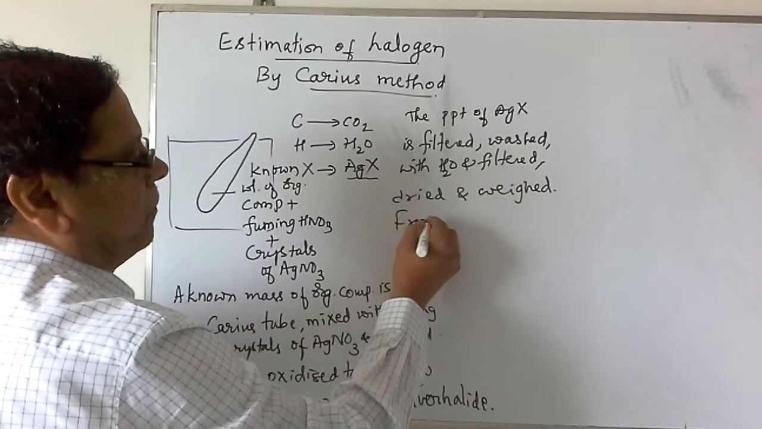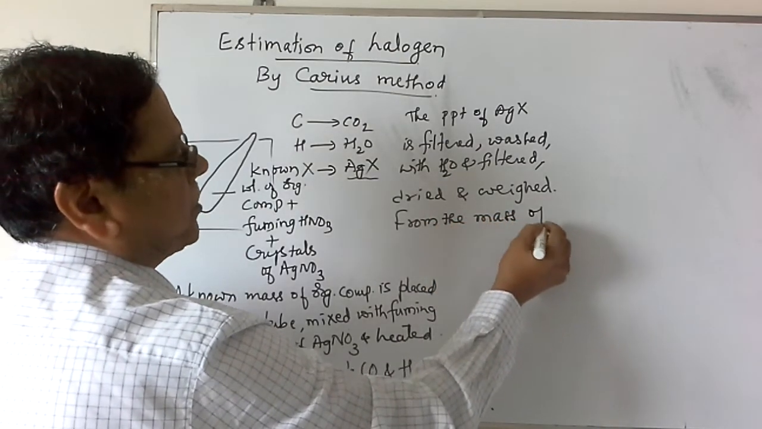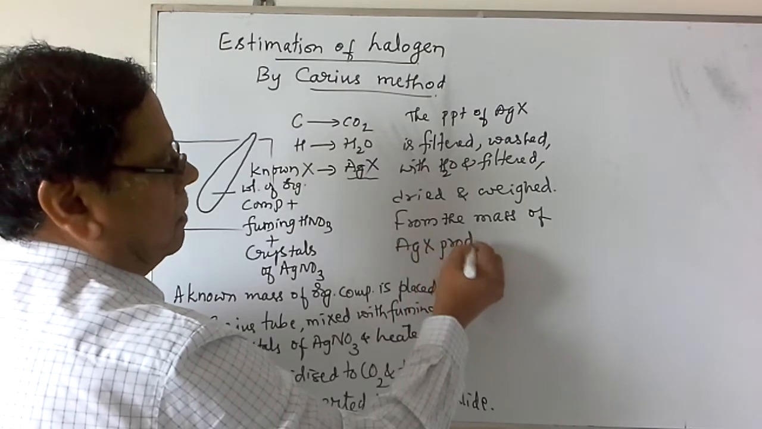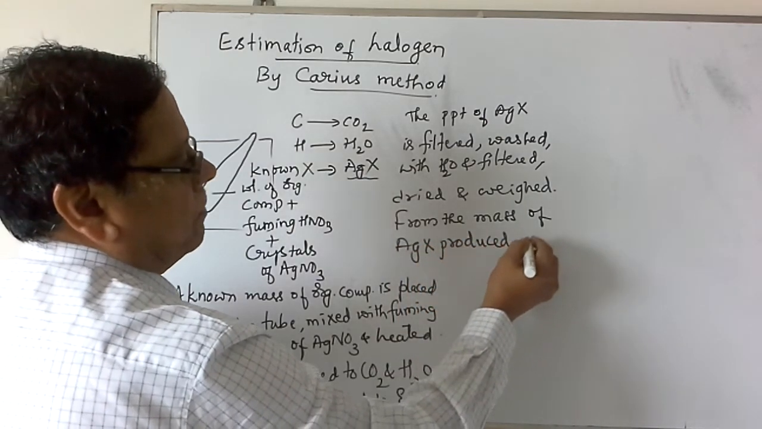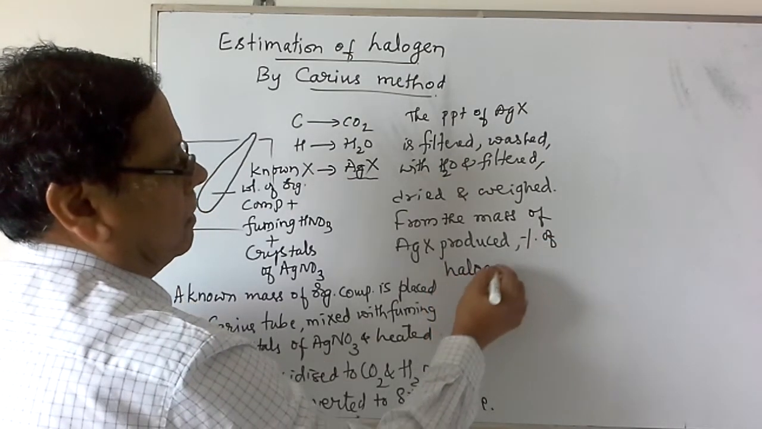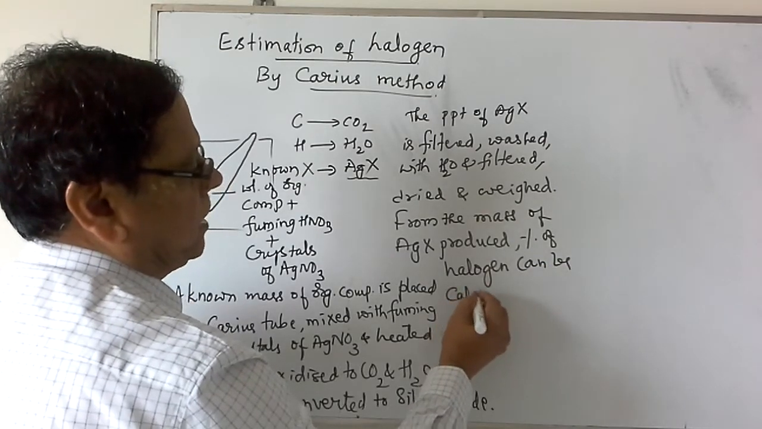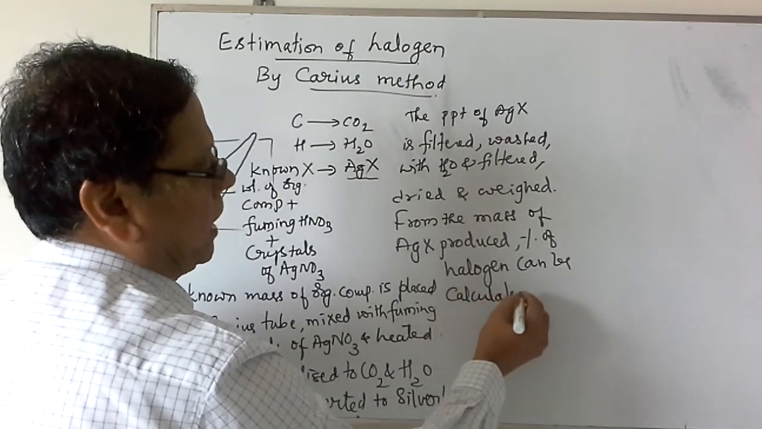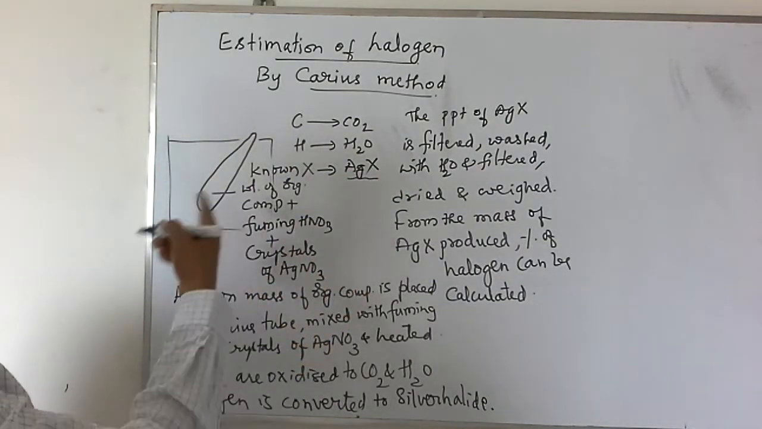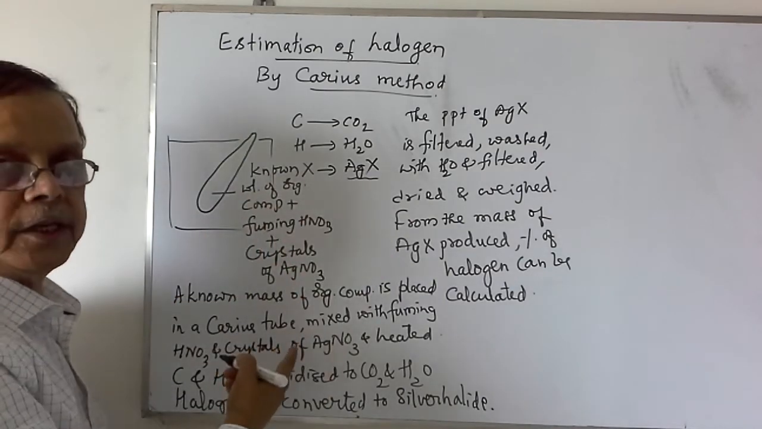From the mass of silver halide produced, the percentage of halogen can be calculated. So, to calculate the percentage of halogen, we have to carry out this procedure.